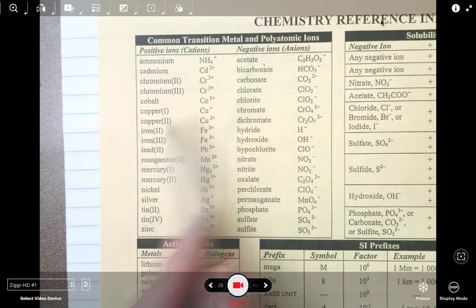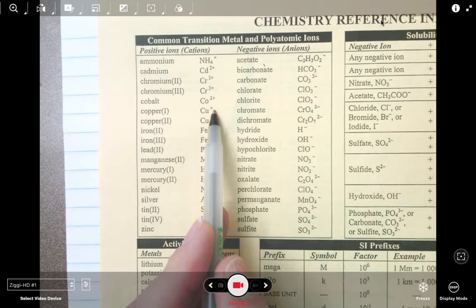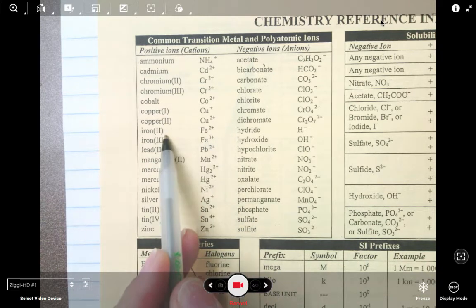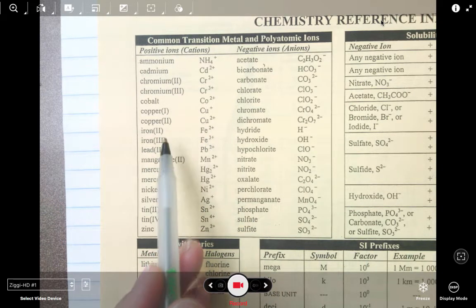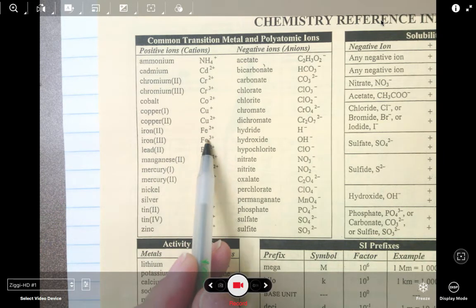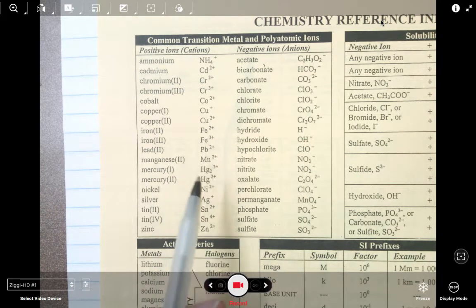Copper 1, copper 2. If you don't see a number, it's because it's a 1. So iron can take on a +2, +3 charge. Iron can take on multiple charges besides that. It's just that those are the two common ones that we're going to be working with.